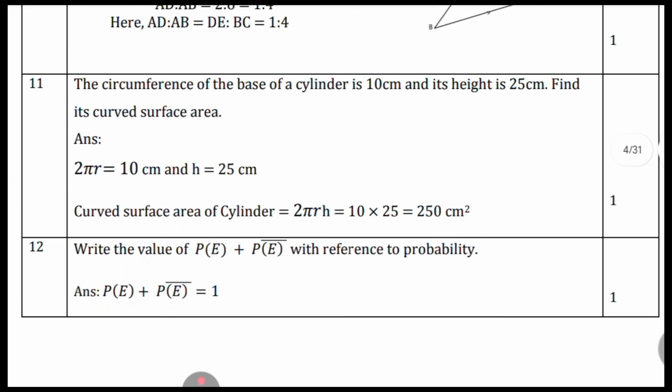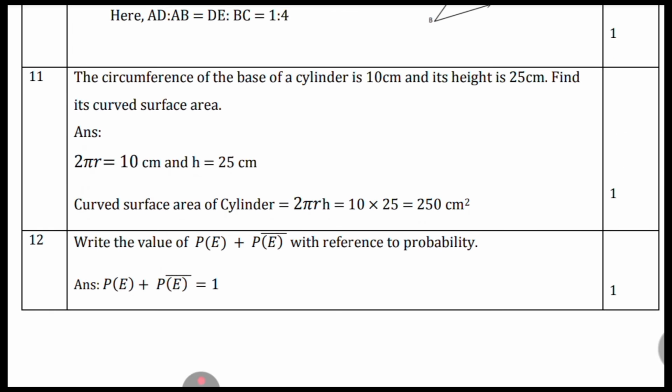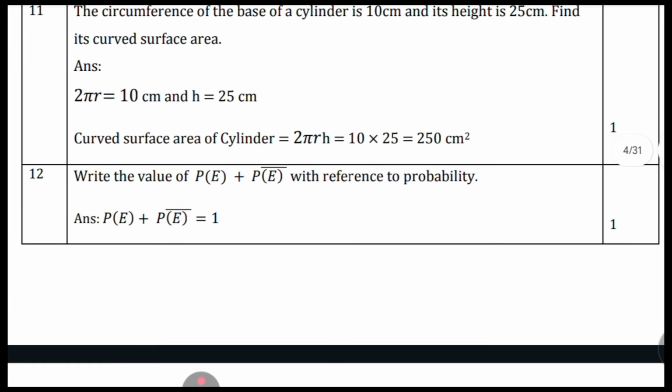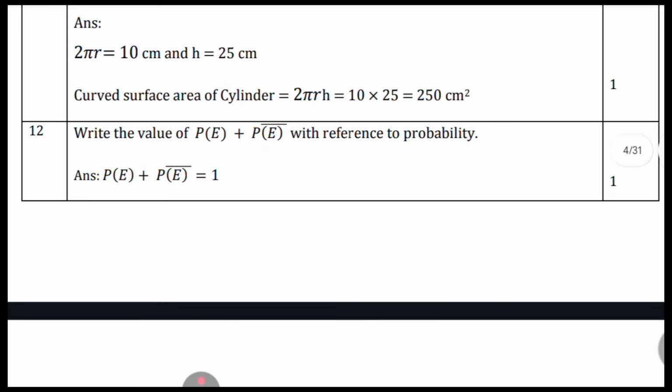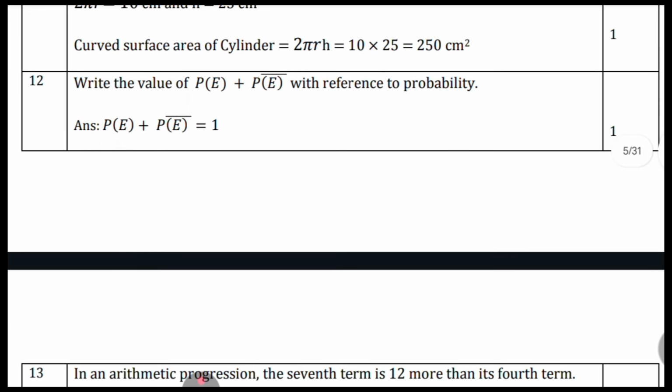Coming to the 11th question, the circumference of the base of the cylinder is 10 cm and its height is equal to 25 cm. Find the curved surface area, with the formula, and the answer is 250 centimeter square. Please mention centimeter square as a unit if you need 1 out of 1 marks. If you don't write centimeter square, they will cut 1 mark or half marks.